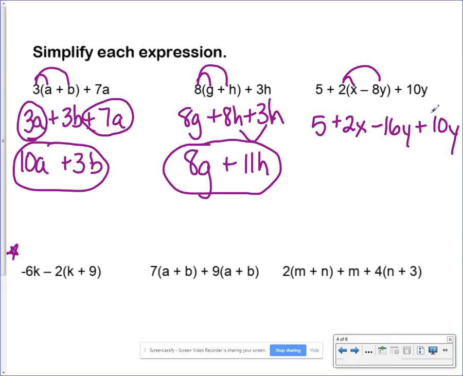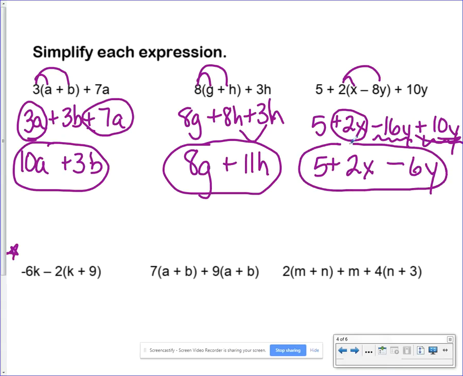Now notice that 10y, by the way, that wasn't included in the distribution. So don't multiply that guy by 2, just these two. 5 has no friends. I have a positive 2x here and a nope, no other x's. Ha. Almost got confused there. I have a minus 16y and a plus 10y. That would give me negative 6. Done.